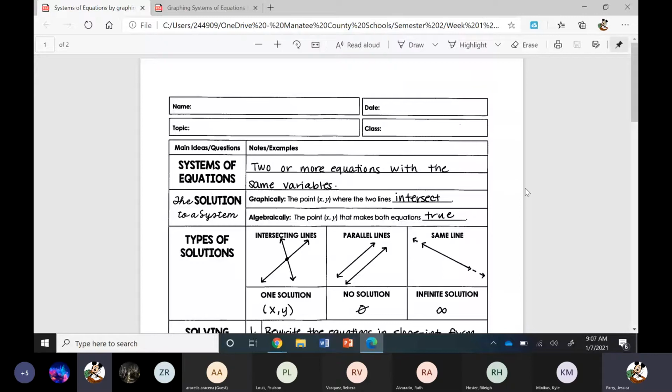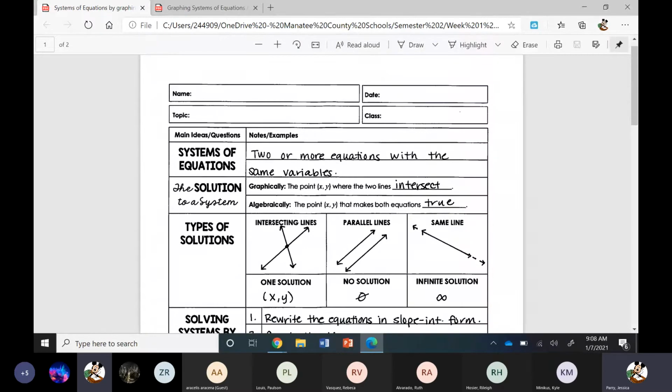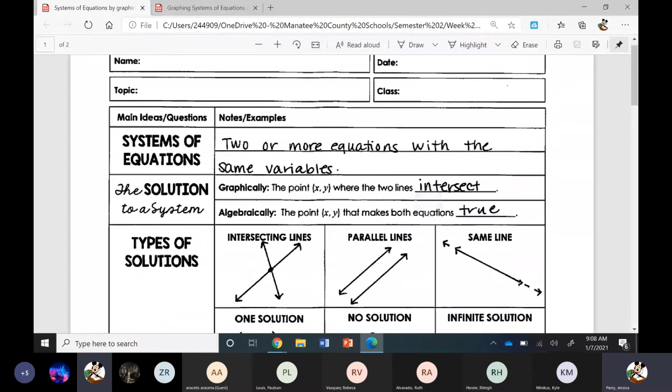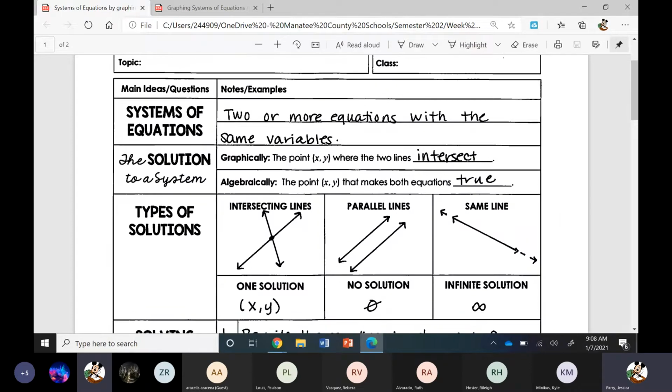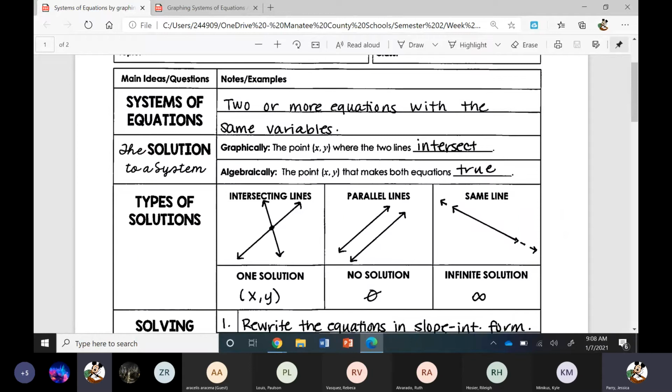Okay, so these were your notes from yesterday on systems of equations. I'm not going to be going over these all the way today. I just want to briefly go over it. For systems of equations, it's just like if you can graph one line in slope-intercept form, y equals mx plus b, and you can graph more than one line. It's just putting more than one line on one graph. And you can see the different types of solutions here.